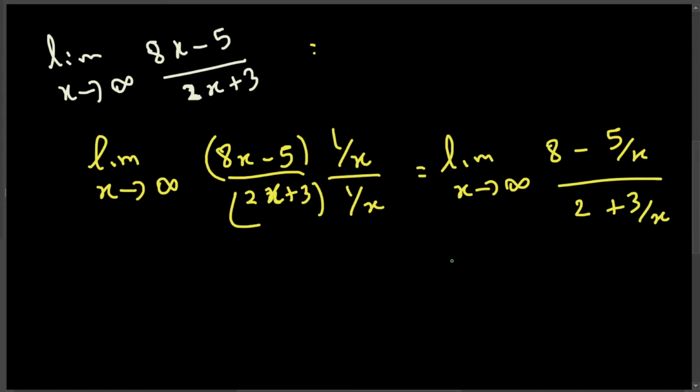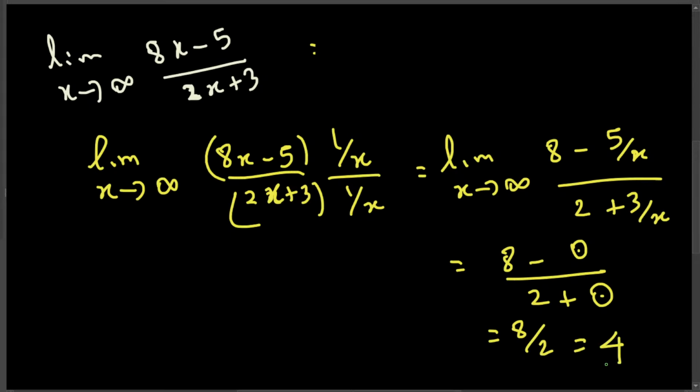Now we can go ahead and substitute the infinity for x. So this is going to be 8 minus 5 over infinity. When you divide a number by a large number, that's going to be 0. So 5 over infinity is 0, and then divided by 2 plus, again, if you divide a small number by a large number, that's going to be equal to 0. So 3 divided by infinity, that's also 0. So we get 8 over 2. So the final answer is 4.